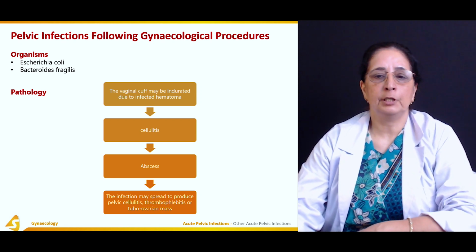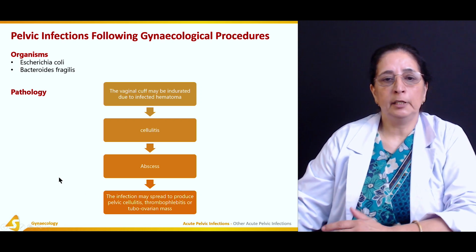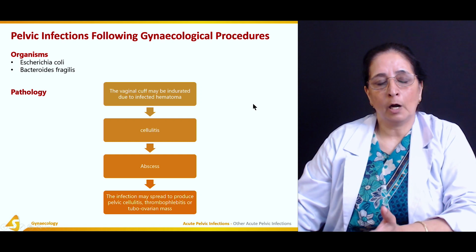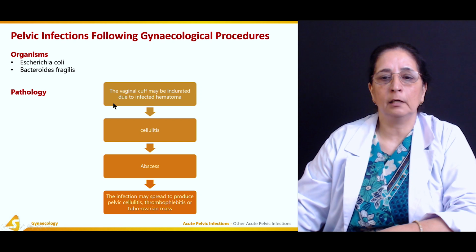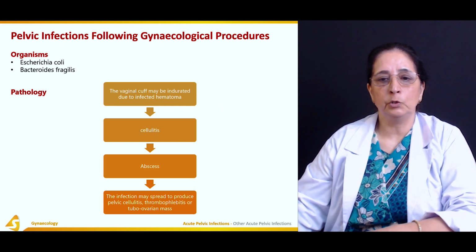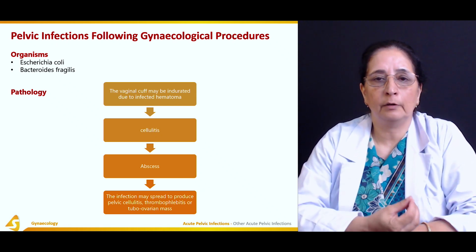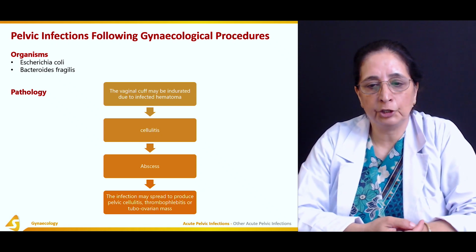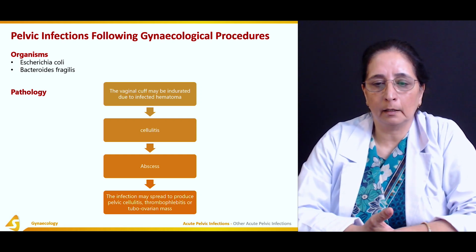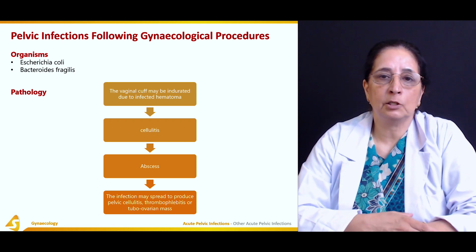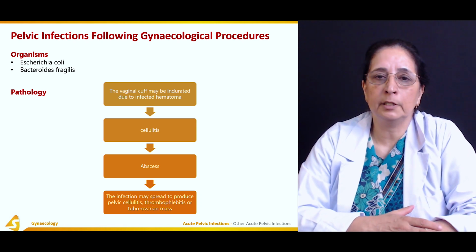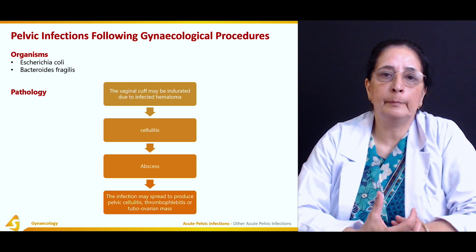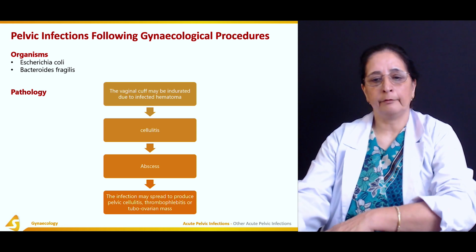Some pelvic infections are present after gynecological procedures. Usually the organisms involved in these infections are E. coli and Bacteroides fragilis, and how they can cause pelvic infections is that usually the vaginal vault is infected or indurated due to infected hematoma. Hematoma is a collection of blood, and this can lead to cellulitis, and then cellulitis can lead to abscess formation, and this infection can spread to cause pelvic cellulitis, thrombophlebitis, or tubo-ovarian abscess. So with the gynecological procedure, there is formation of an infected hematoma, a collection of infected blood, which can cause cellulitis, and that can spread to the different pelvic structures.